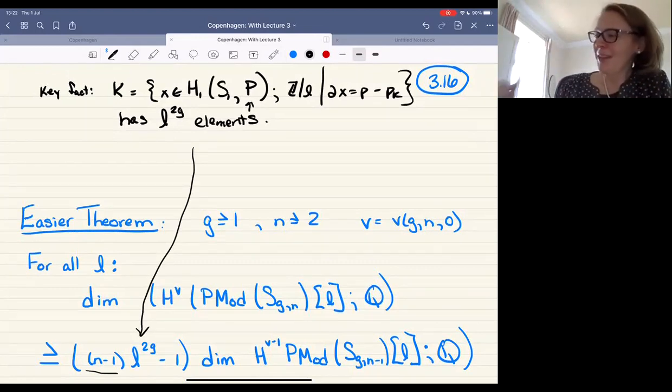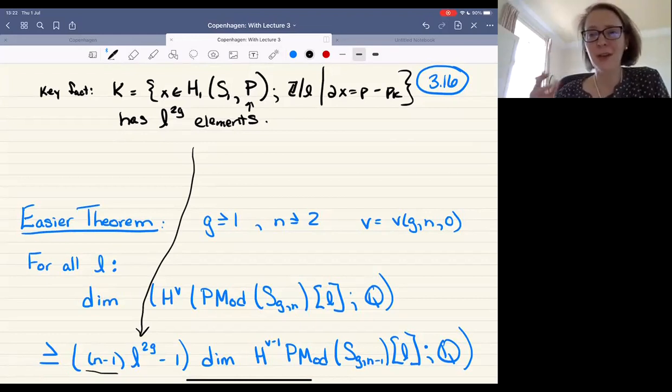Hopefully that gives you at least some feeling for why this kind of result should hold. We're doing an induction argument. Let me just be 100% clear here. We're doing an induction argument, and at the end of the day, we're using Fullerton-Putman's result that you get this super exponential bound for the closed surface case. So we're using that in a very fundamental way.